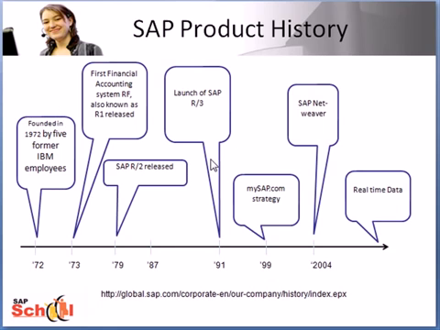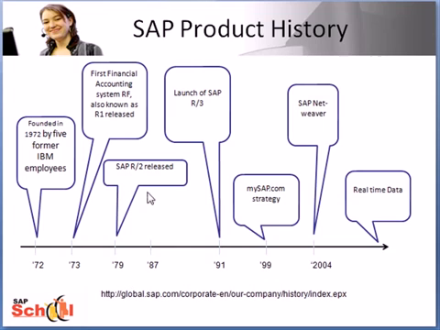A quick history of the company and the products. SAP started in 1972 and was founded by 5 former IBM employees. Just 1 year later, it released the first accounting software that was called the RF software, which subsequently came to be known as the R1 release.